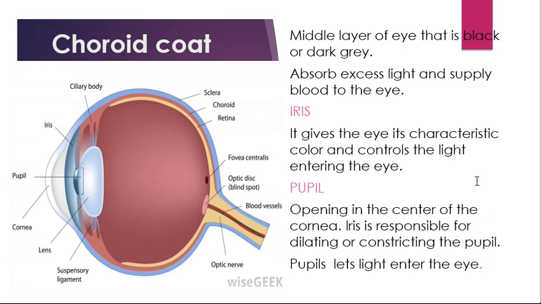The next layer or coat of the human eye is the choroid coat. This is the middle layer of the eye that is black or very dark grey in color. The choroid coat contains pigments that absorb excess light. What is the purpose? It absorbs excess light and it also supplies blood to the eye. It contains thin blood vessels which supply blood to the eye.